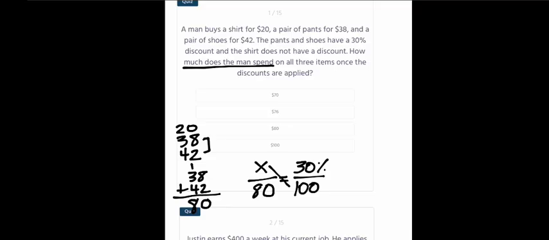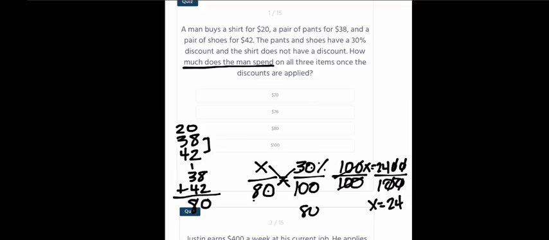Let's cross multiply. 100 times X is 100X. 80 times 30, we do 8 times 3 is 24. And there's 2 zeros. Now I'm going to divide by 100. I cancel this out here. And I'm going to cancel out the zeros that they have in common. I'm left with X equals $24. That's the number of the discount. That's the amount of the discount.